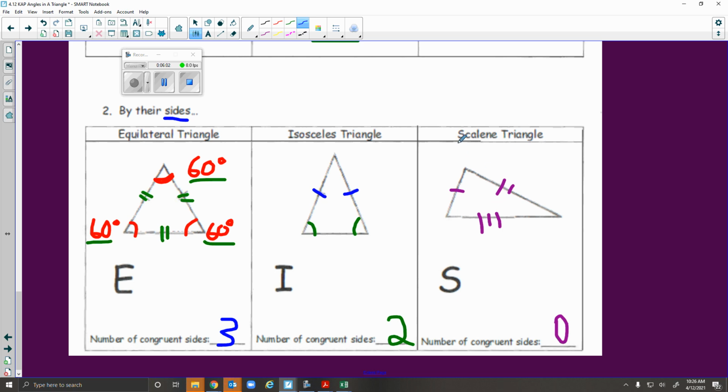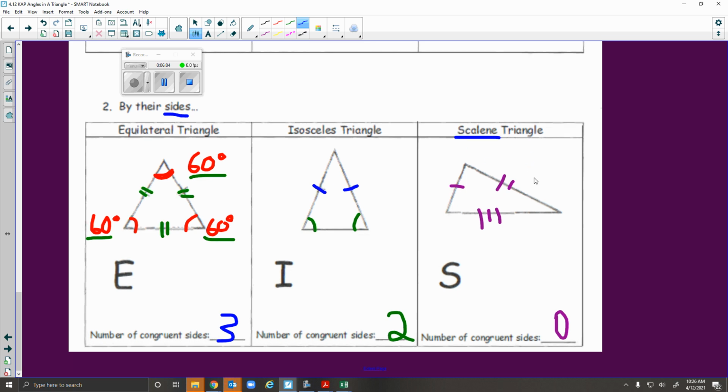Okay, the last one is a scalene triangle. I think this is the coolest one because all of the sides are different lengths. It means all of them are completely different. Zero congruent sides. I put these little hash marks in here because typically once you get higher on in math, you'll see triangles denoted like this to be very abundantly clear that the lengths are different.